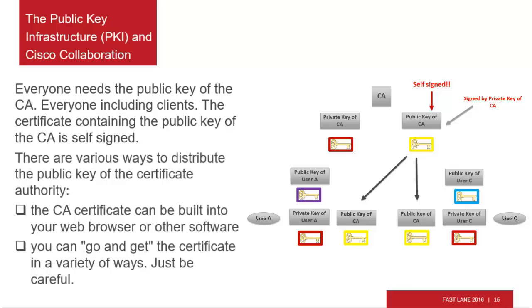There are various ways to distribute the public key of the certificate authority. The CA certificate can be built into your web browser or other software. You can go and get the certificate in a variety of ways. Just be careful. In Cisco Collaboration, phones have Cisco manufacturing CA certificates, among others, built into their firmware.